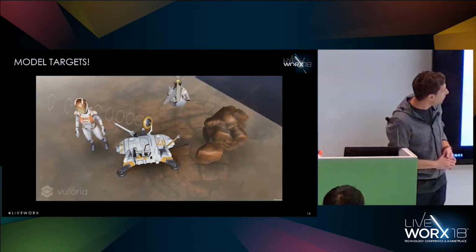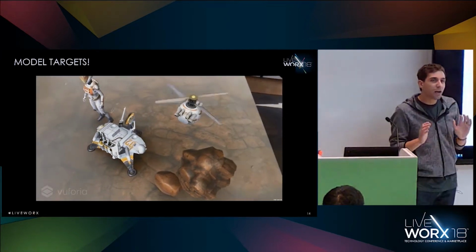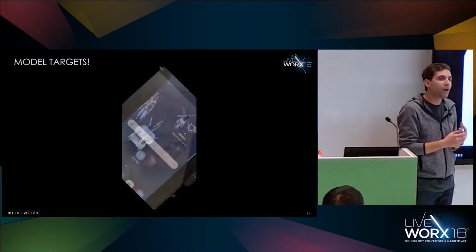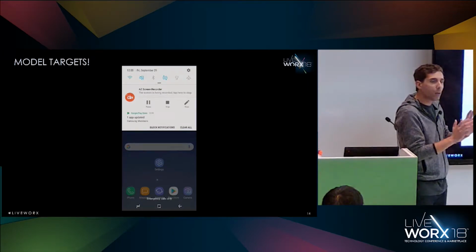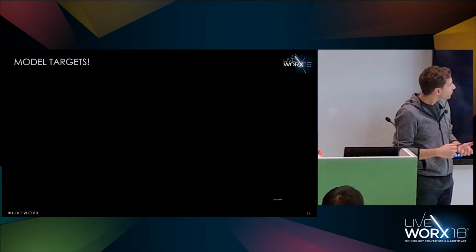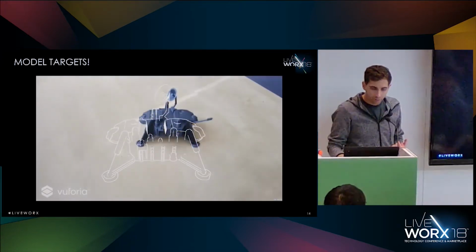So here's a quick little video. You can see that as that experience started up, we had this outline of this 3D printed object. And then we align it. And once we align it, we can put content all over it. I'll play that one more time.